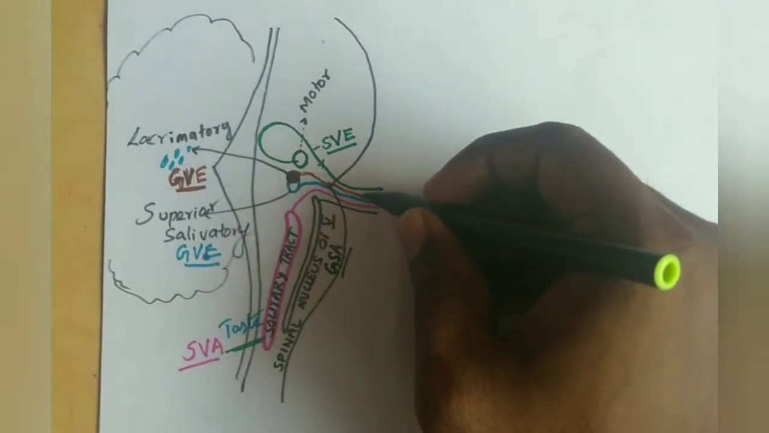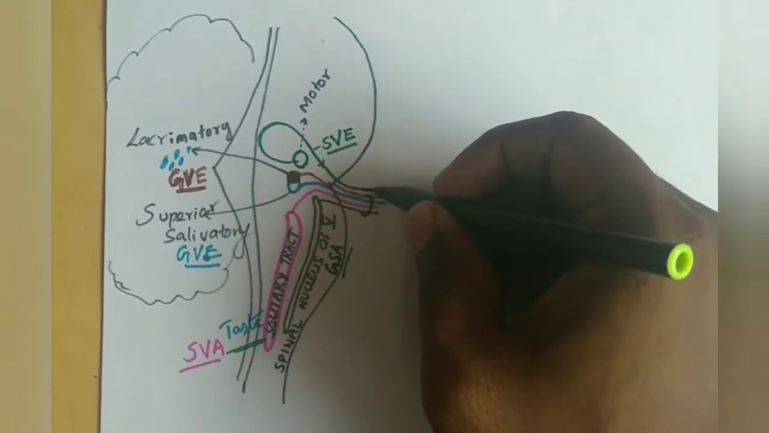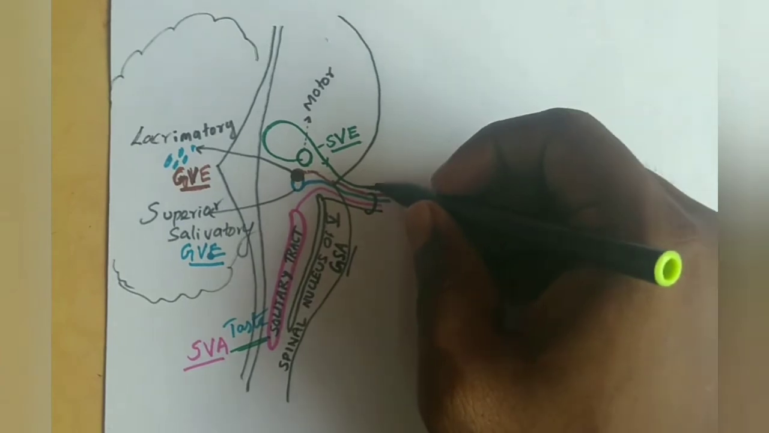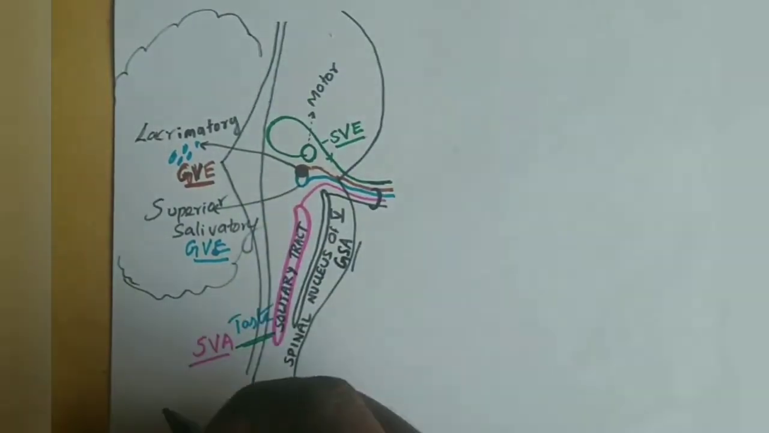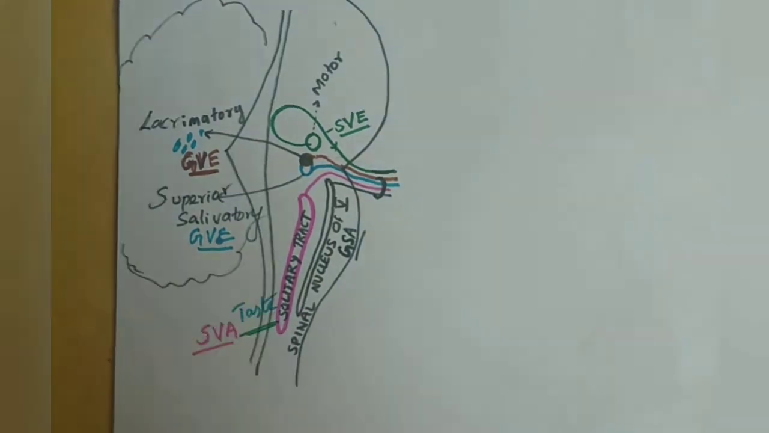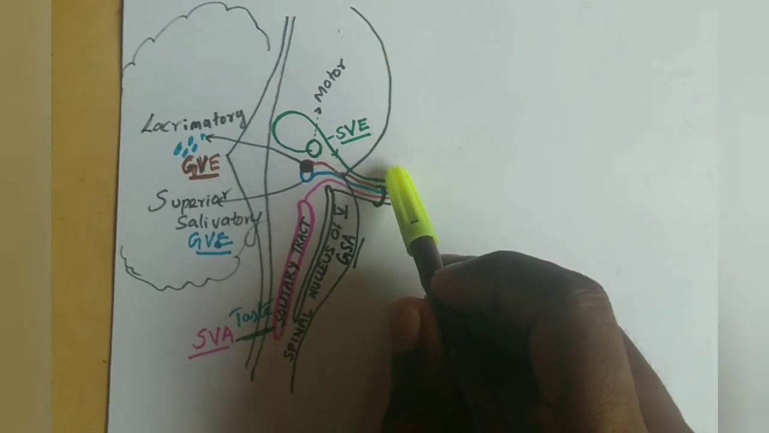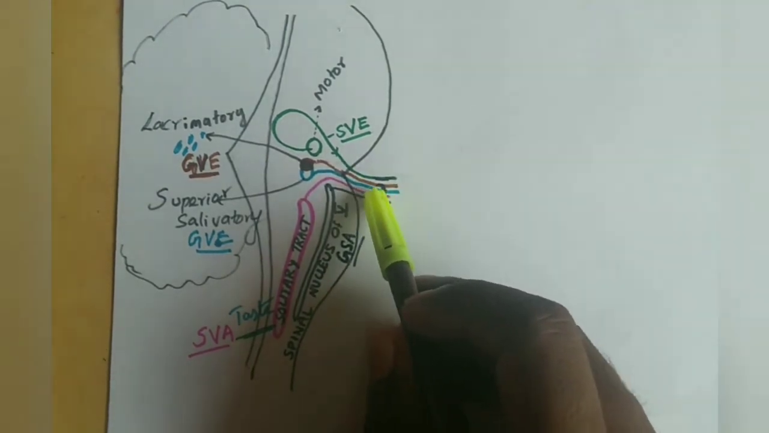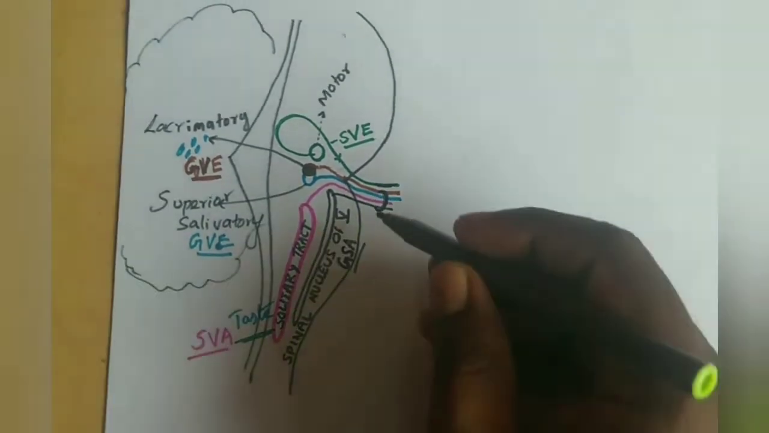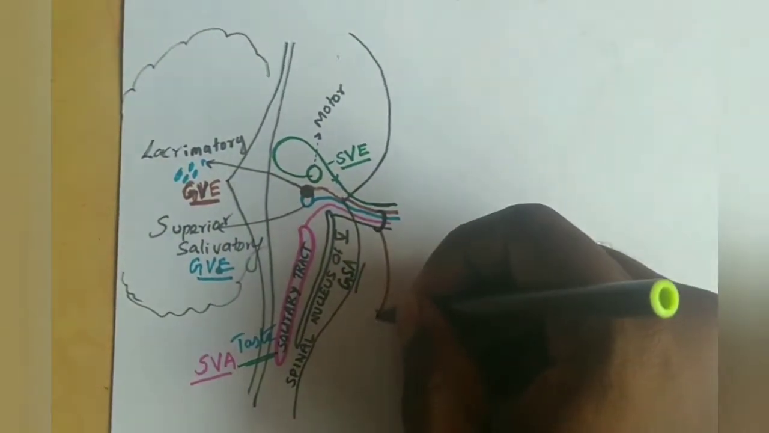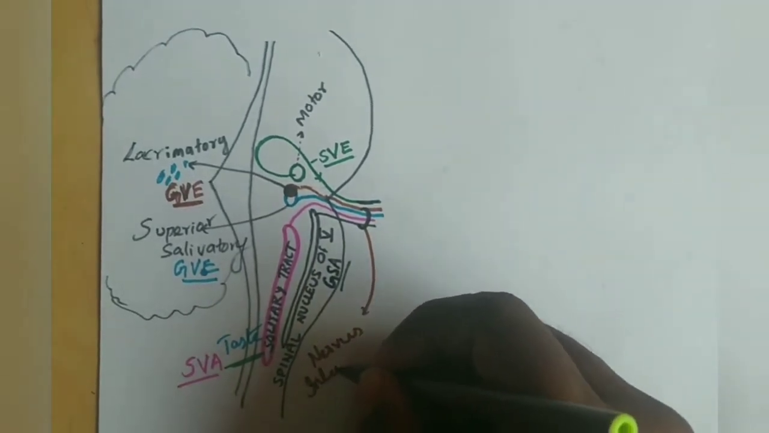So these nerves together are the sensory component and this is the motor component. The motor component will be present on the medial aspect and the sensory on the lateral aspect. This sensory component is found to emerge between the motor component and the vestibulocochlear nerve. Hence, it can be otherwise called nervus intermedius.